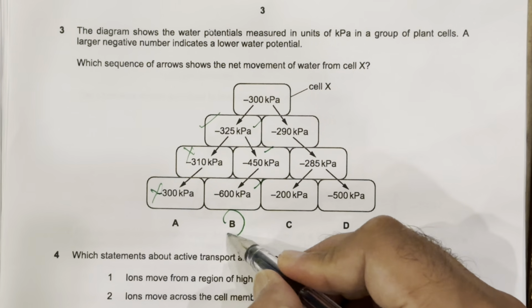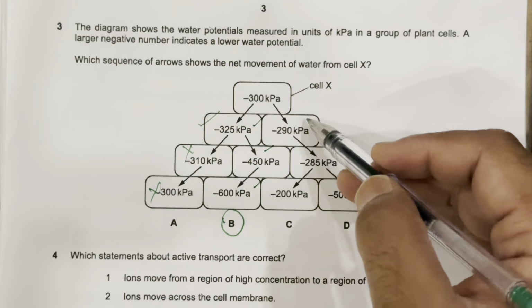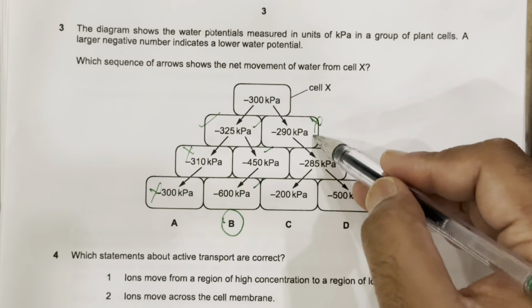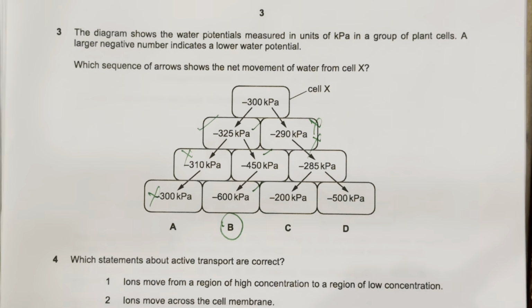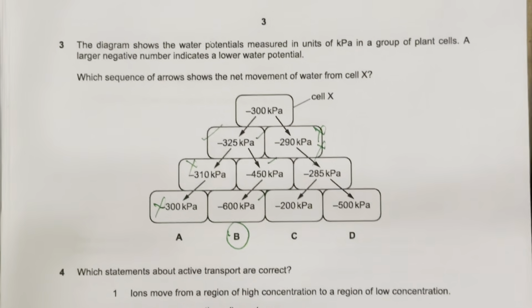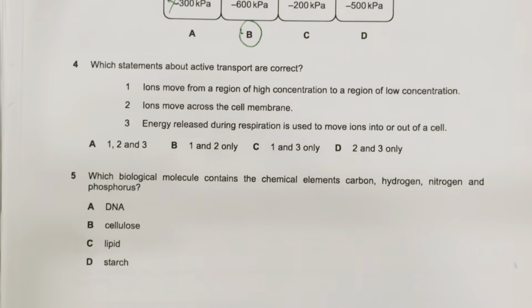So option B is the right answer. If we look at C, there is an increase, and if we look at D, there is also an increase. So option B is the only correct option over here. This was a very good question. Presenting a question this way is a good technique from the examiner. Moving to question number 4.